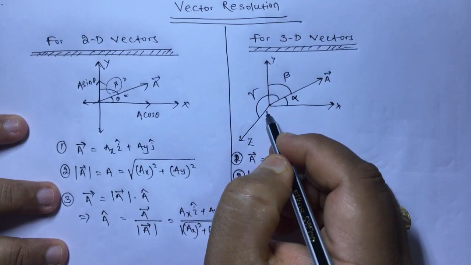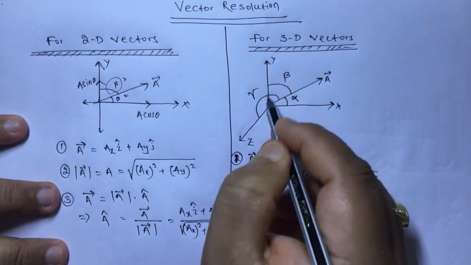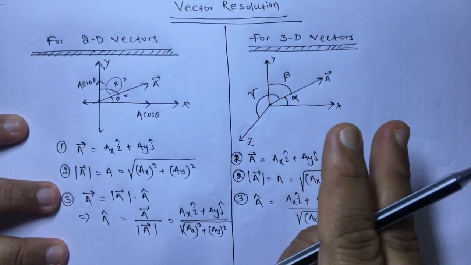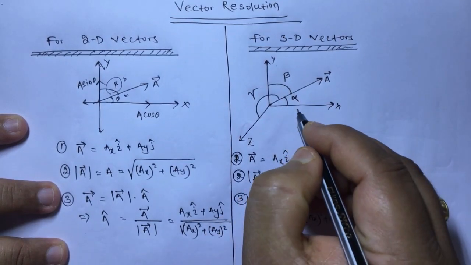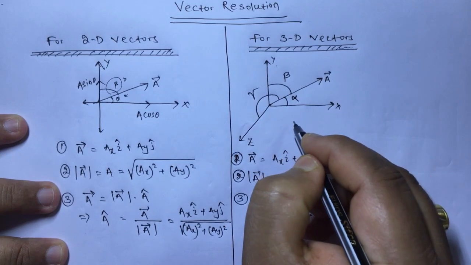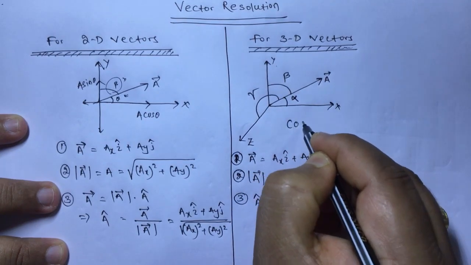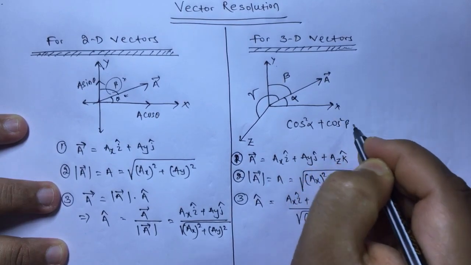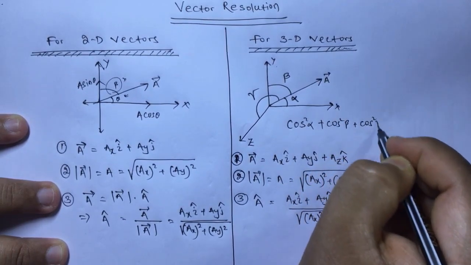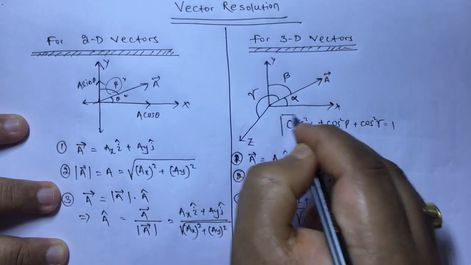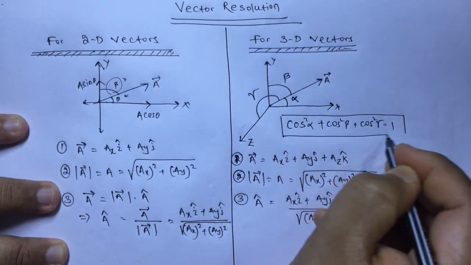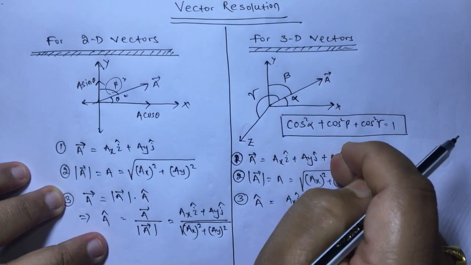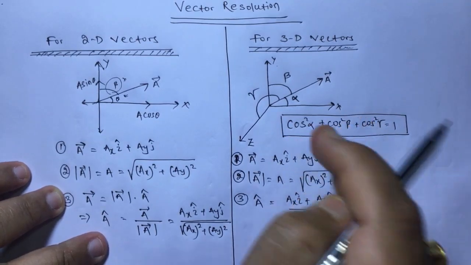Again, in a similar way, out of these three angles alpha, beta and gamma, we need at least two angles. And also I have to remember one point here, a mathematical concept actually. It is cos square alpha plus cos square beta plus cos square gamma equal to 1. Remember this, and we are going to use this identity or this formula to find the expression of a vector.